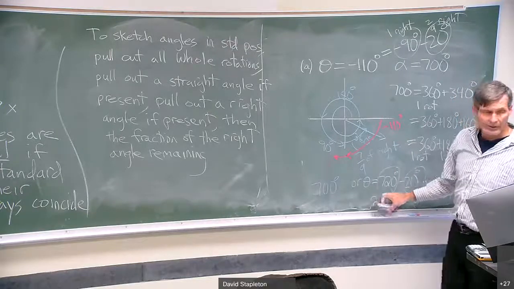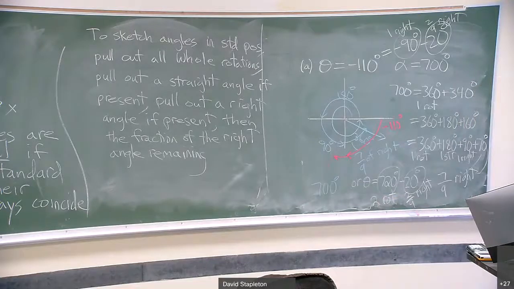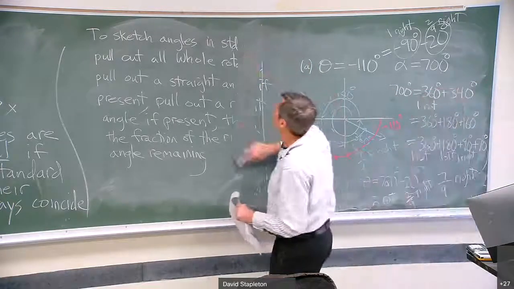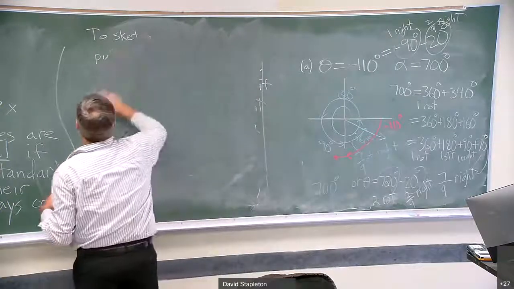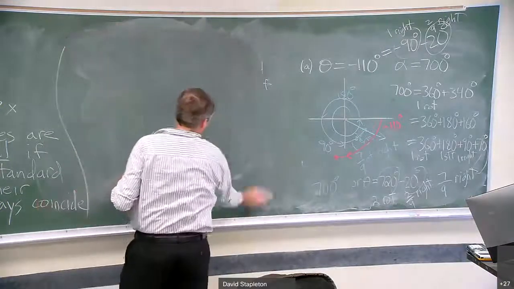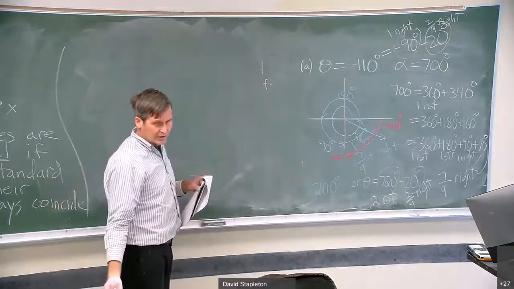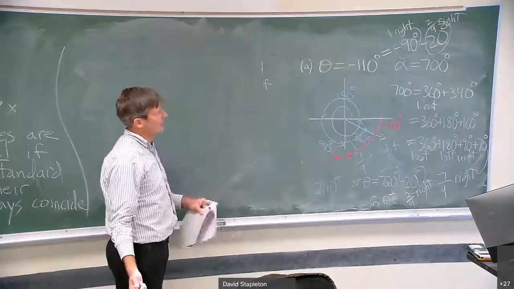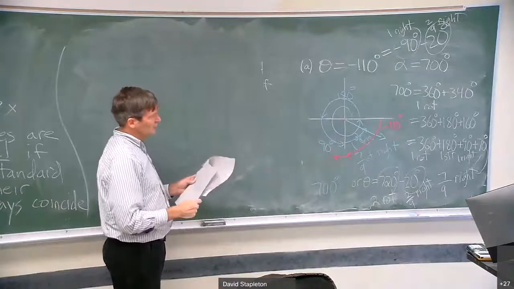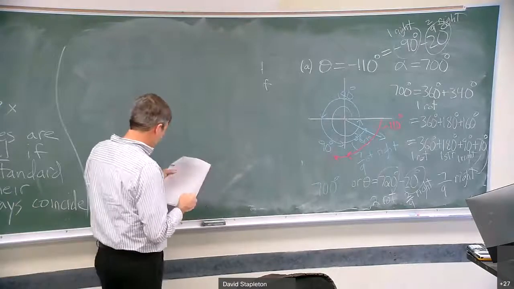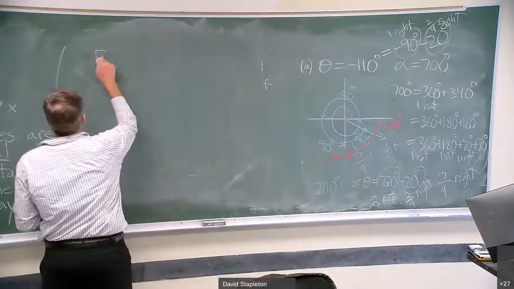Well, that's in degrees also. We also need to be able to sketch these in radians. Doing exactly the same thing. The same strategy applies. It's just you have to memorize all those different things. Right? That 2 pi is a whole rotation instead of 360 degrees is a whole rotation. Pi is a half rotation, a straight angle. Pi over 2 is a right angle, and so forth. So let's try it on this one here.